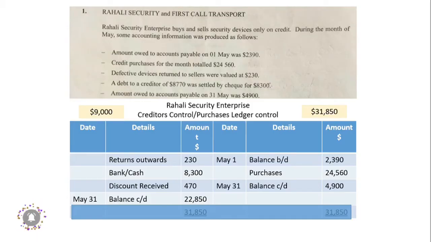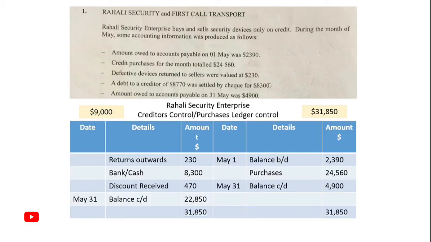And now the purchases ledger control account is balanced at 31,850. All right, and there you have it. The first part of the question is completed, and it wasn't anything difficult. You just have to focus. And I want to tell you how many marks this particular part is worth. It values 7 marks. So this is 7 easy marks right off the bat by just doing the purchases ledger control.